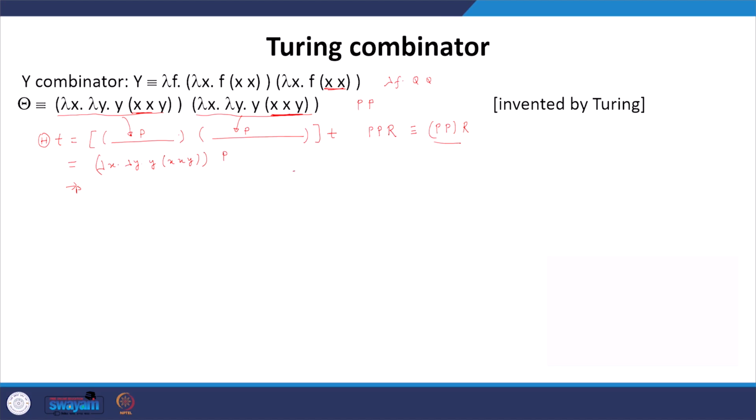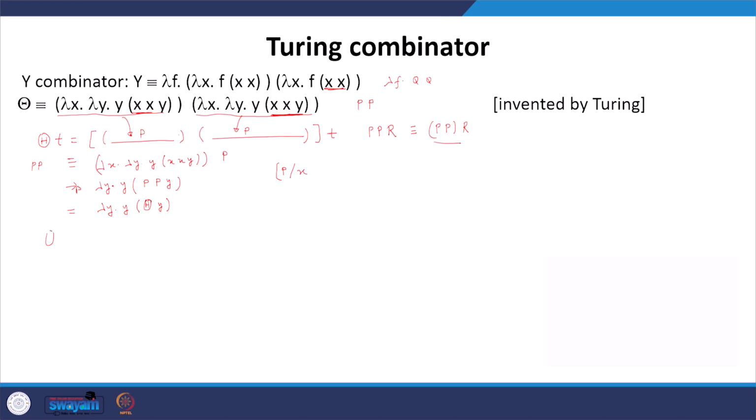In this body, x will be replaced by P. So, we get lambda y dot y, then we have P, P, and y. Again we have PP. Now, our original term is PP, so we can write lambda y dot y, big theta y. This is our PP; we have obtained this part, lambda y dot y big theta y.